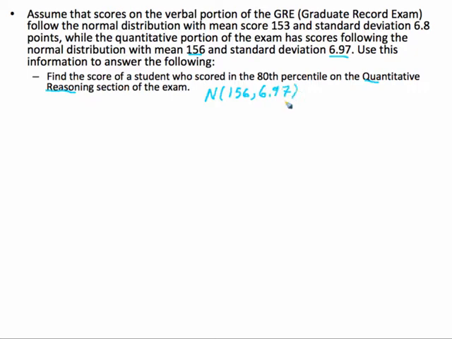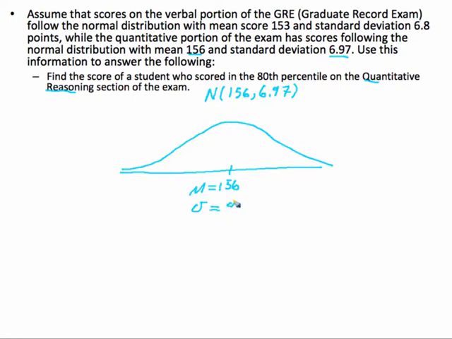Okay, so as usual, whenever you're working a situation like this, you should draw yourself a picture that represents what they're asking. They want to know the score for somebody who is in the 80th percentile. So if we say we're normally distributed, and we know that the mean of the scores is equal to 156, and the standard deviation is equal to 6.97, and they want to know what is the score for the 80th percentile.